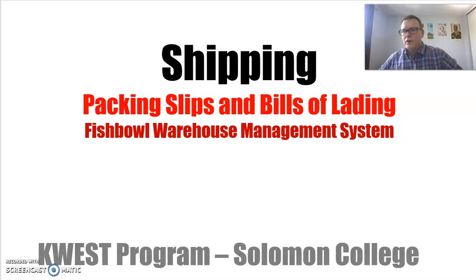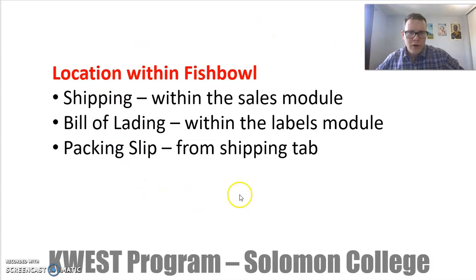So first of all, you need to be able to locate all of these documents within the Fishbowl warehouse management system. The bill of lading is found in reports and in the labels module. The packing slip will be found in the shipping module, which is a subcategory of the sales module. We will look at that in just a moment.